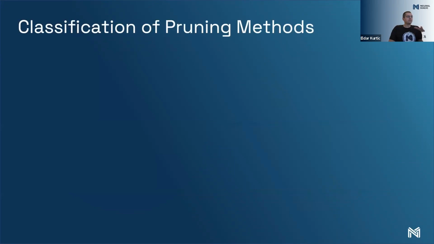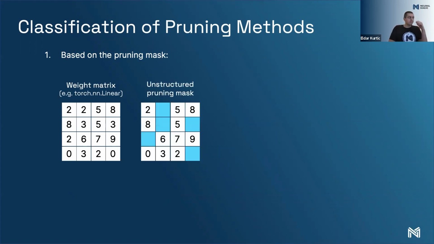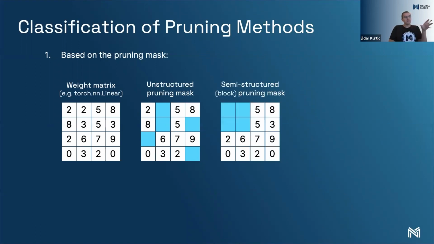So there are two ways to classify pruning methods in general. The first classification that we can do is based on the pruning mask. Given a weight matrix, so a standard torch linear layer, the first type of pruning is unstructured pruning. If we impose the unstructured pruning mask, this means that we are randomly pruning weights in this network without any concrete pattern inside of that.